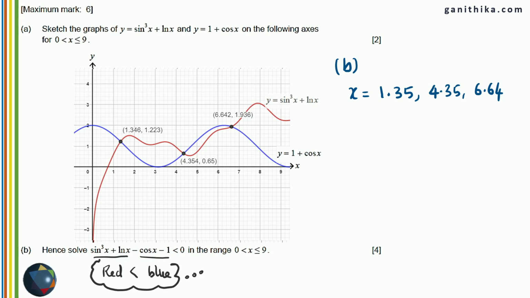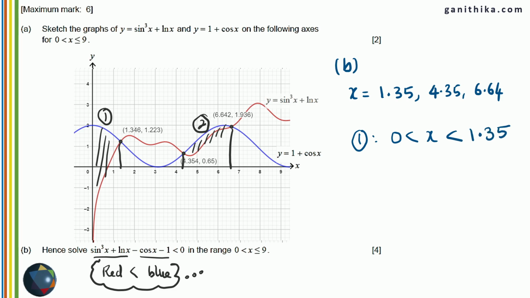But the inequality is the red curve should be less than the blue curve, and if you look at the graph, this is a part where the red curve is less than the blue curve, and this is another part where the red curve is below the blue curve. We have to give the x values in these two regions. So the first region gives you the x values from 0 to 1.35. So this is the solution for the first part of the graph. For the second part of the graph, where the red curve is below the blue curve, it is between 4.35 and 6.64. So these are the two sets of solutions for the inequality in the question.